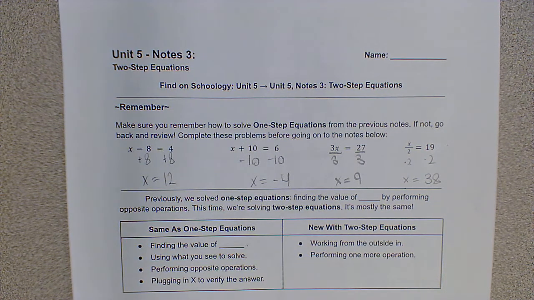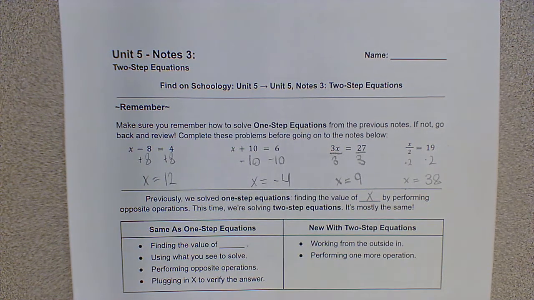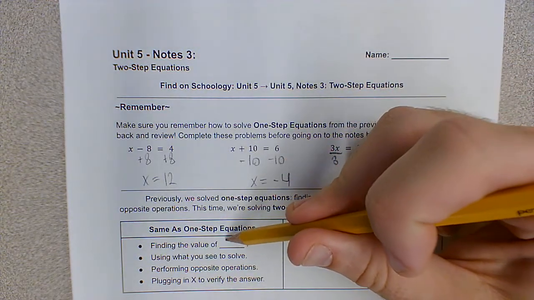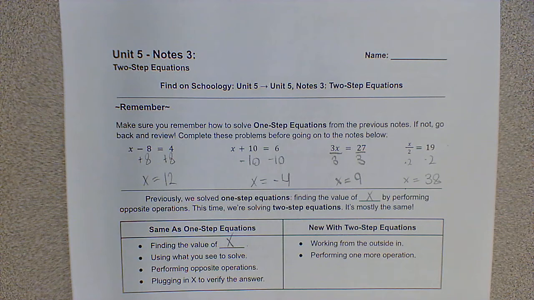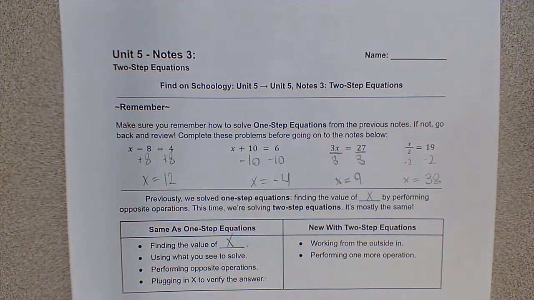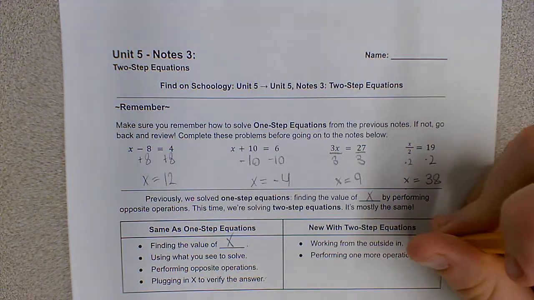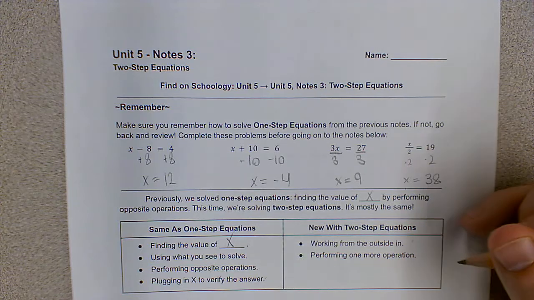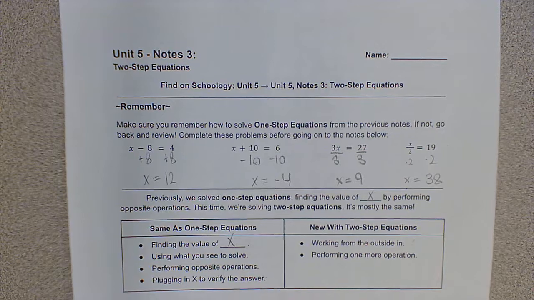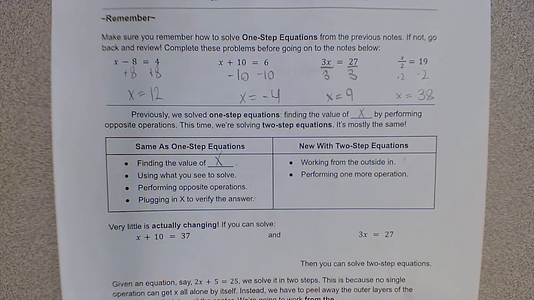Previously, we solved one-step equations, finding the value of x by performing opposite operations. This time, we're solving two-step equations. It's mostly the same. The ways that it's the same is that we're still finding the value of x, and we're using what we see to solve. We perform opposite operations, and we plug in x to verify our answer. What's new is that we work from the outside in, and you'll see what I mean very soon. We're also performing more than one operation. But the most important thing is that very little is actually changing.